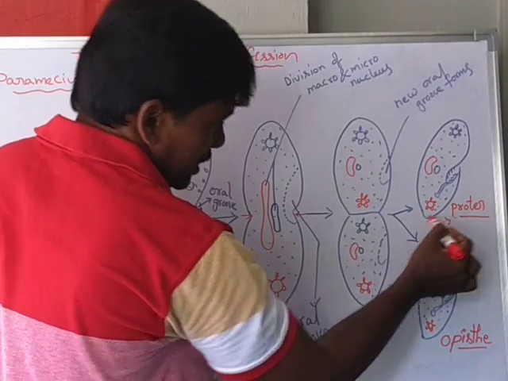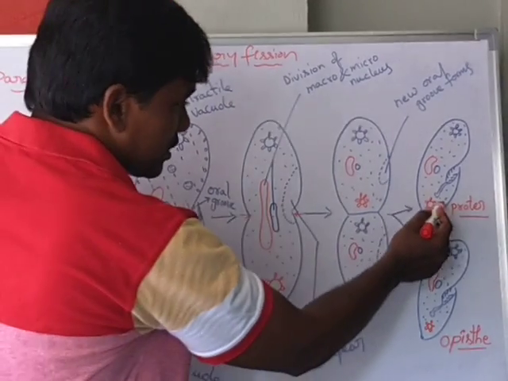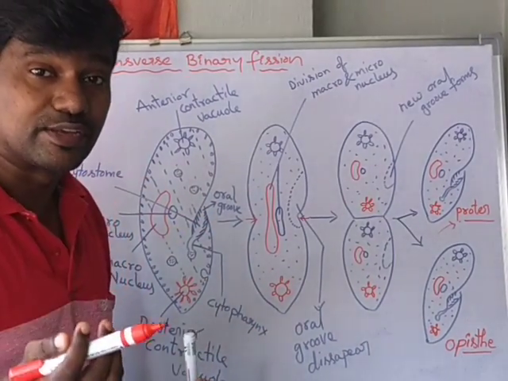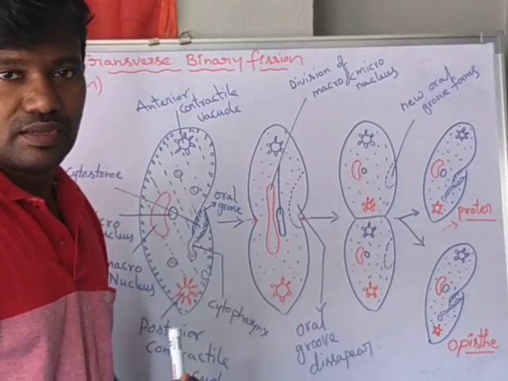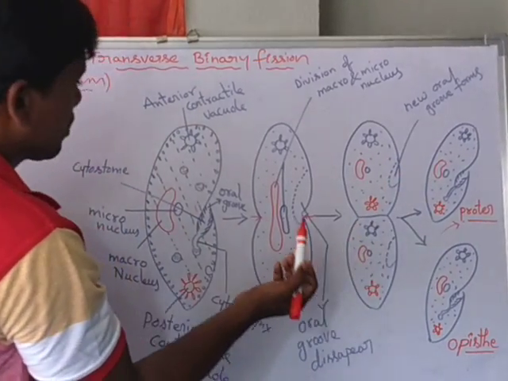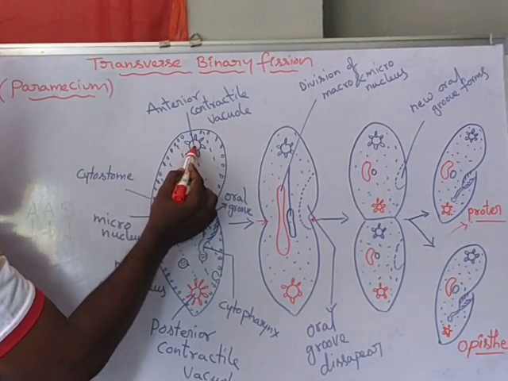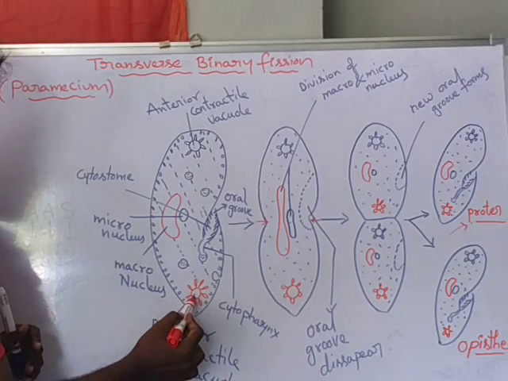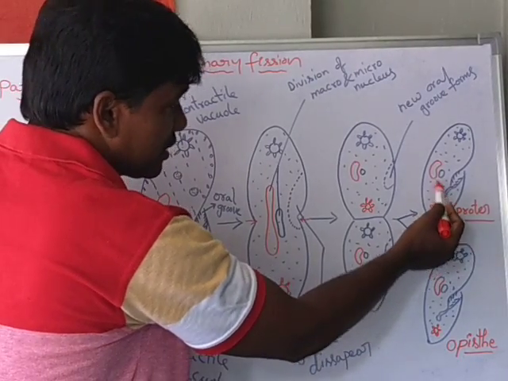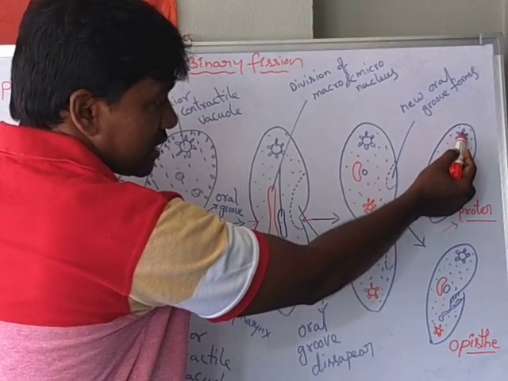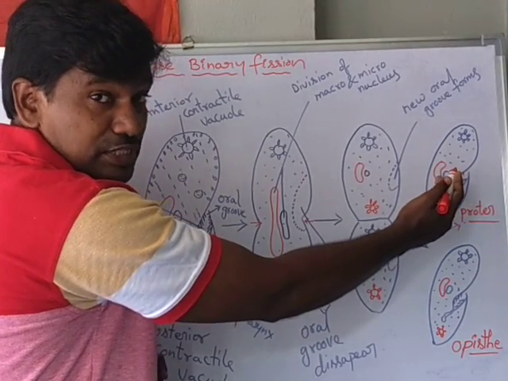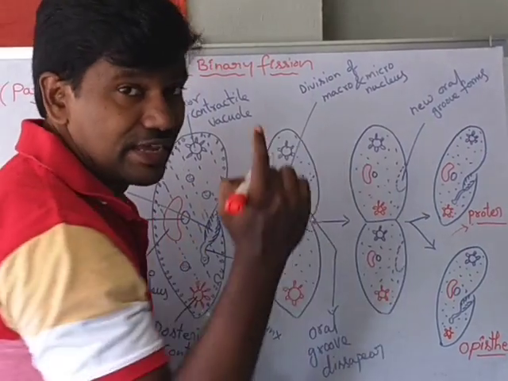If we take the proter, the anterior individual, it generally receives the anterior contractile vacuole from the parent. Where is the anterior contractile vacuole? This one is the anterior contractile vacuole, and this one is the posterior contractile vacuole. After the division, the proter receives the anterior contractile vacuole from the parent. Since proter is the anterior part, it is only possible to receive the anterior contractile vacuole.